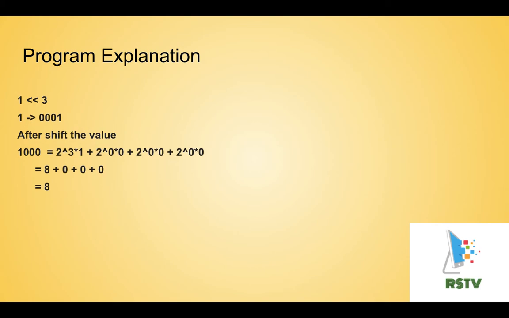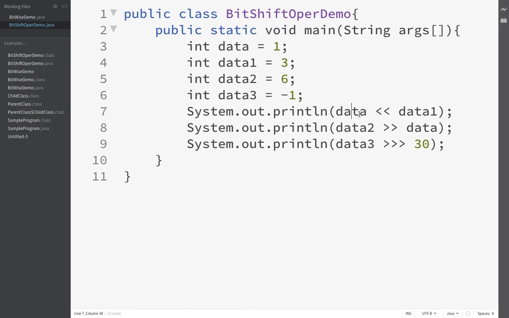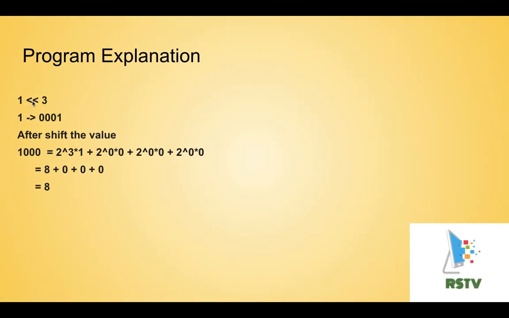See, 1 left shift operator and 3. Here data value is how much? 1, and data 1 value is how much? 3. 1 left shift operator and 3 here, right? So first it will convert this one value to binary. So one value is how much? 0 0 0 1. This is the one value of binary number.